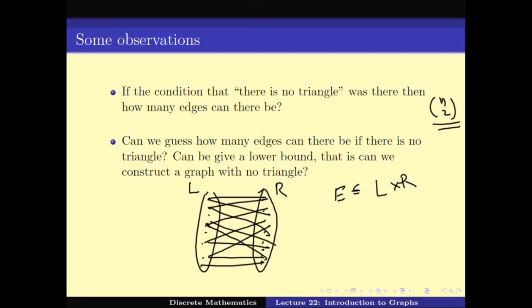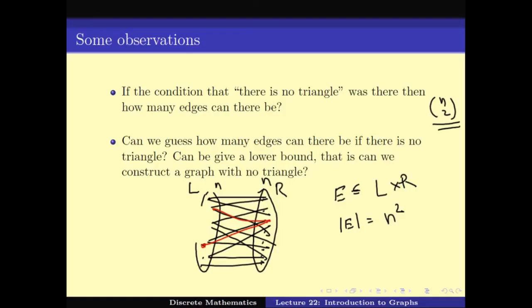Note that this particular graph will not have a triangle, right? Because if we had a triangle, it would have been something of this form, going like this, and a side like this. But then I have not drawn a single edge between two vertices in L. So that cannot be possible, right? So this graph cannot have a triangle. And how many edges are there in this graph? There are n vertices here, and all the pairs can be there. So the number of edges can be n square. So here is a graph which does not have a triangle but has n square edges.